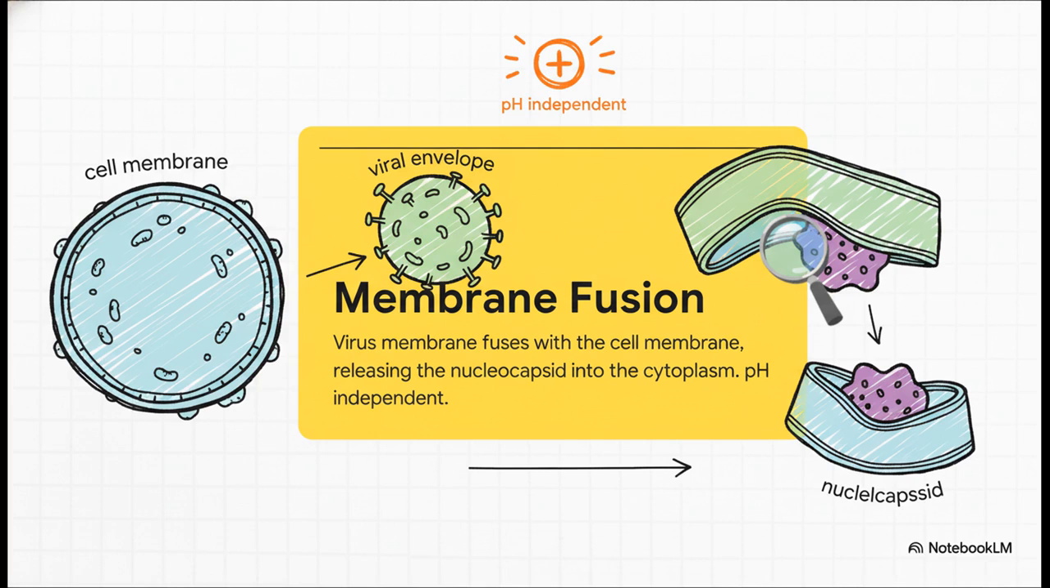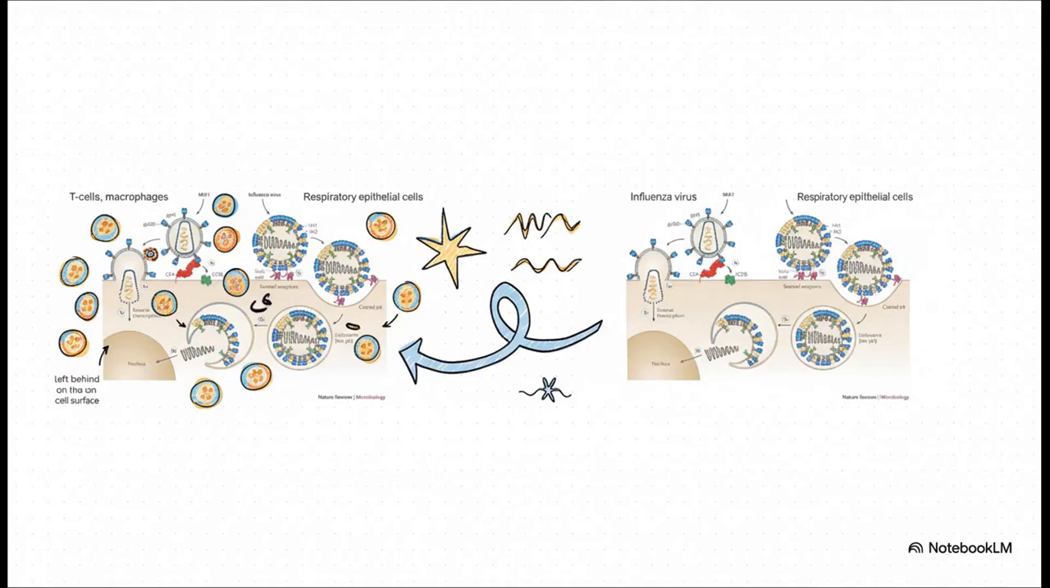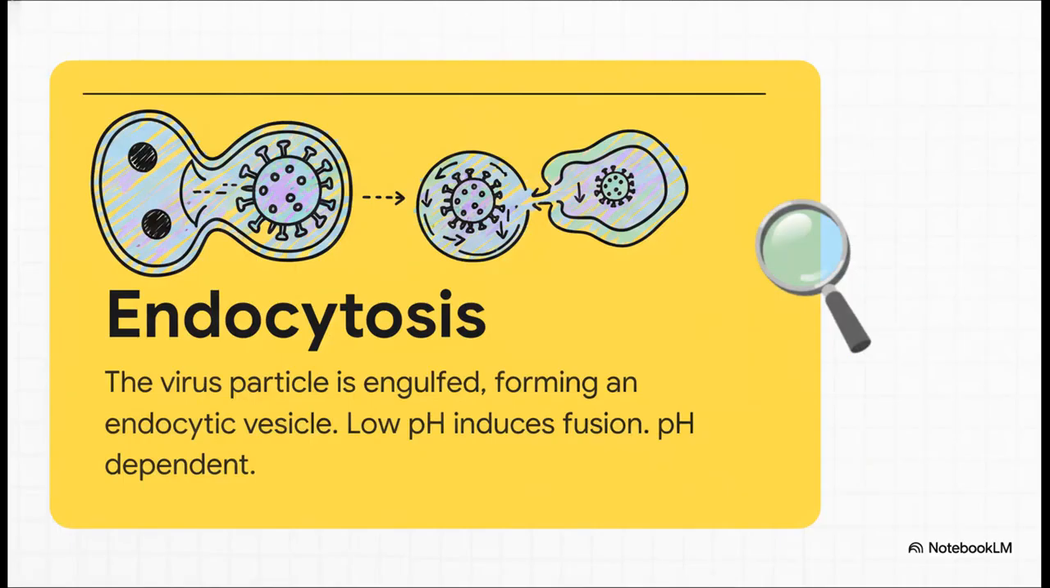And what's really important here is that it's pH independent. That means it can happen right there on the cell surface where the pH is neutral. And we can see that exact process here with HIV. So after it does that two-step receptor binding we just talked about, the viral and cellular membranes fuse together. And bam, the viral core gets deposited right into the cytoplasm. You can see how the viral envelope proteins just get left behind, almost like a calling card stuck on the cell surface.